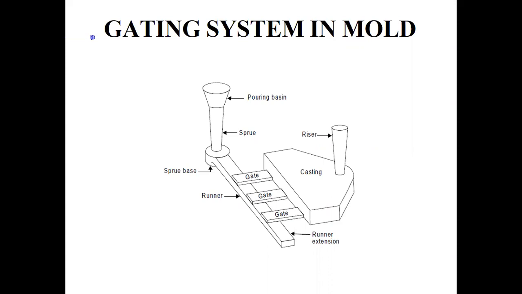So as we know, all this counts as the gating system. Right from your pouring basin, where the metal is poured, your sprue, your runner, and your gates, and even the riser counts as part of the gating system. All of that is helping us to fill up this mold cavity so that we can have the casting. So all these count as the gating system.